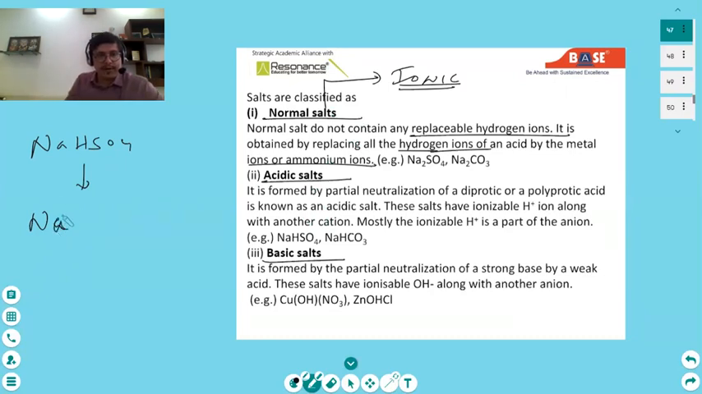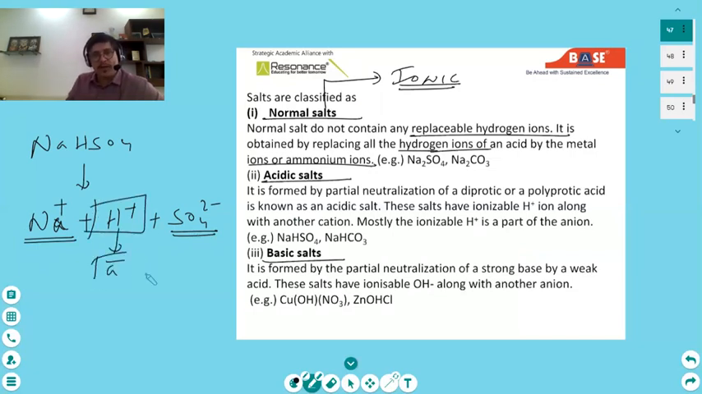So the moment you add it into water, it splits as Na plus, it also splits as H plus, and it splits as SO4 2 minus. This Na plus is not responsible for acidic or basic nature, but the H plus is responsible for acidic nature. So in this solution, the moment you dip litmus paper, what will happen? Baap re baap or are baap re? That's right. Are baap re will take place. Acid will turn blue litmus to red. That is the meaning of acidic salt.